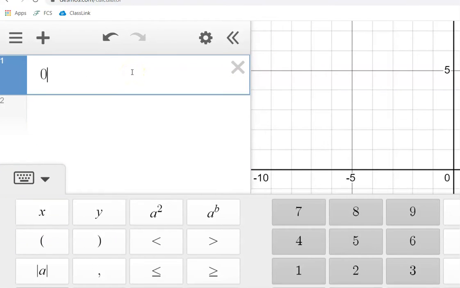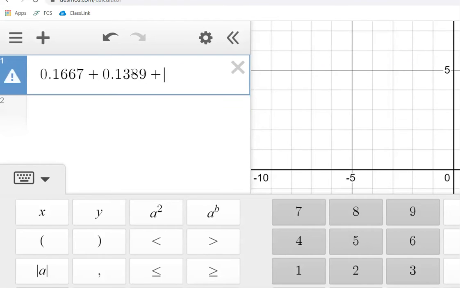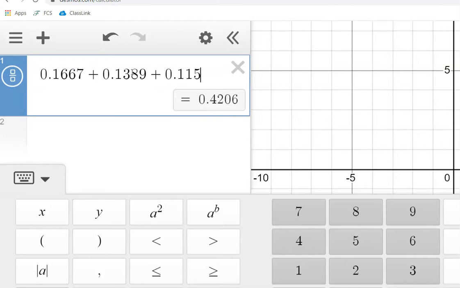0.1667 plus 0.1389 plus 0.1157. Alright, so I get my total. Let me just go ahead and write the notation on the paper.